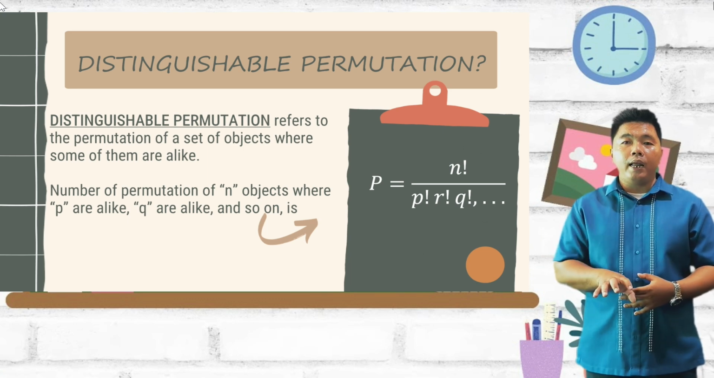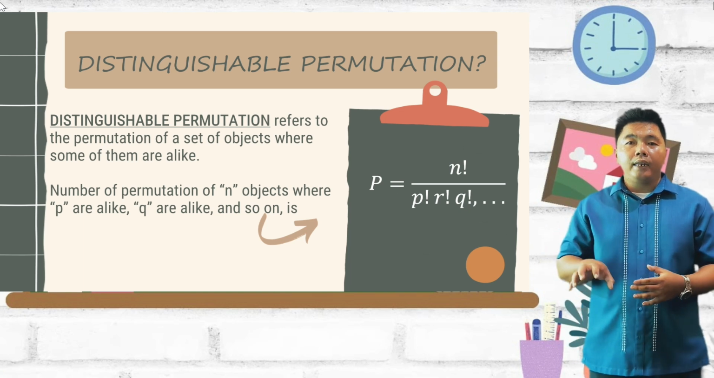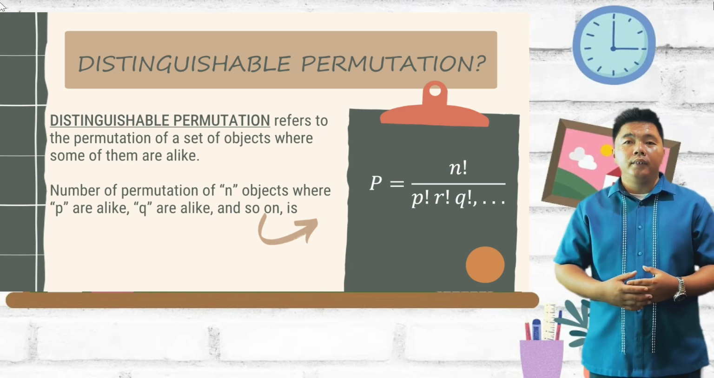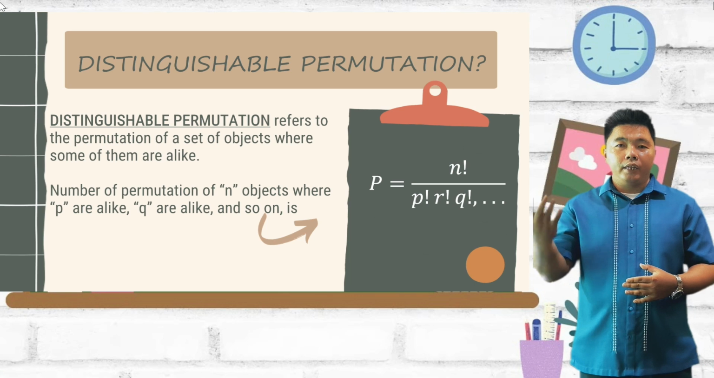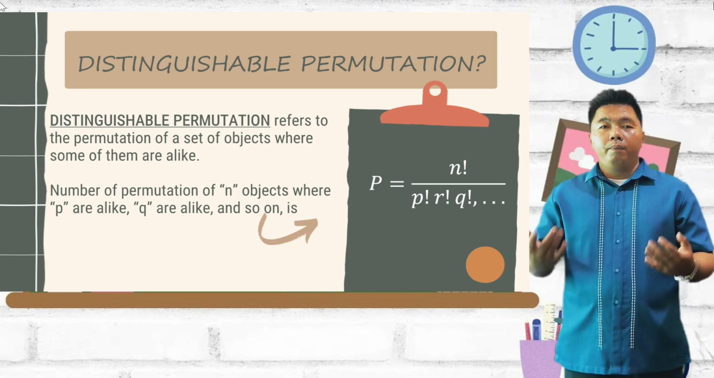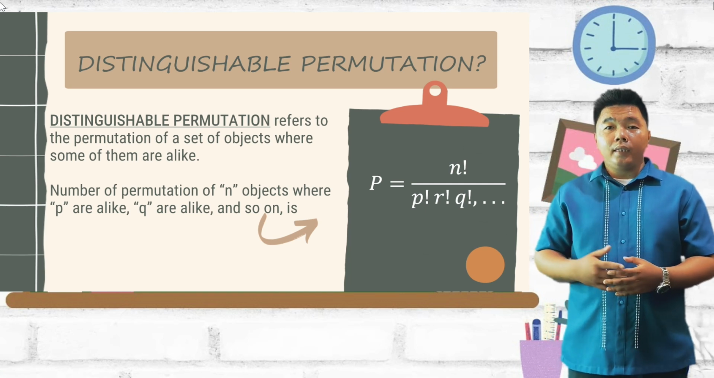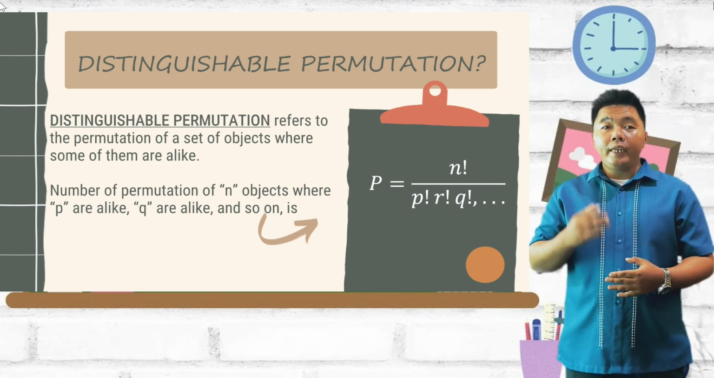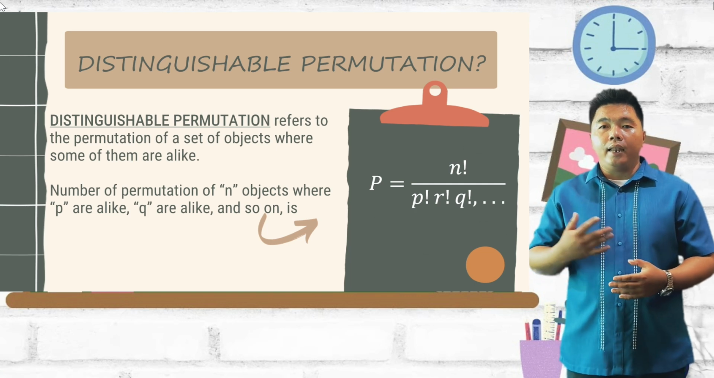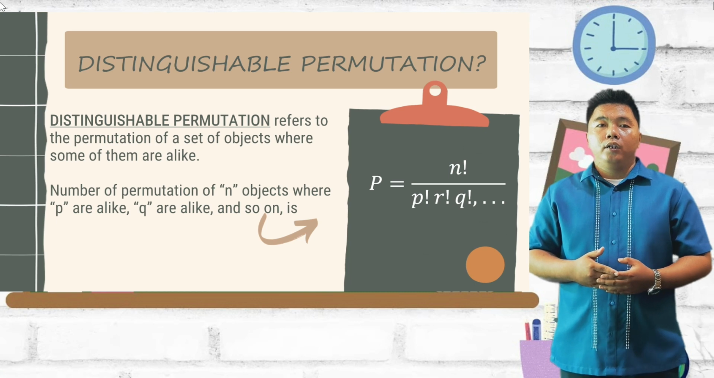So let's go back to the formula. For the numerator part, we have n factorial. It talks about the totality of the objects or things. It can be letters or numbers in the given. But for the denominator part, we have p factorial, r factorial, and then q factorial. Those are the things that are alike. So we need to count how many things are alike and put them in our denominator.